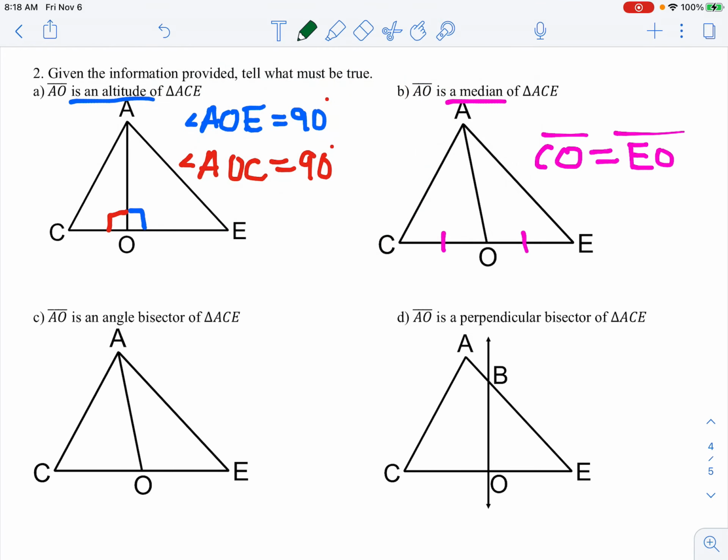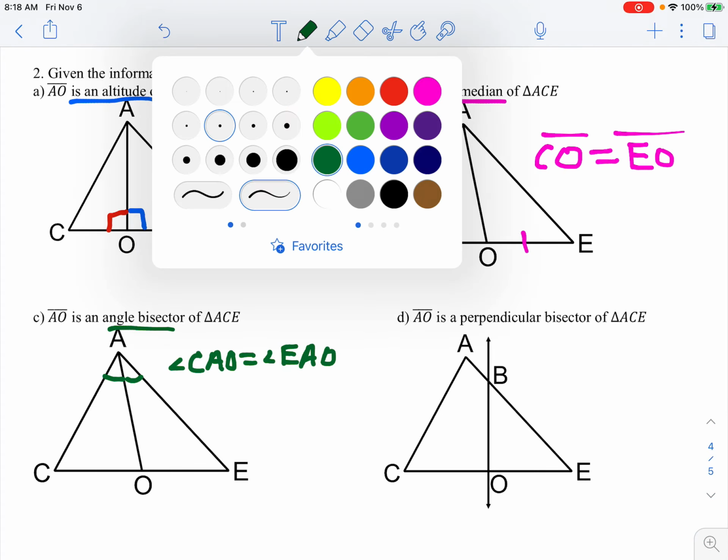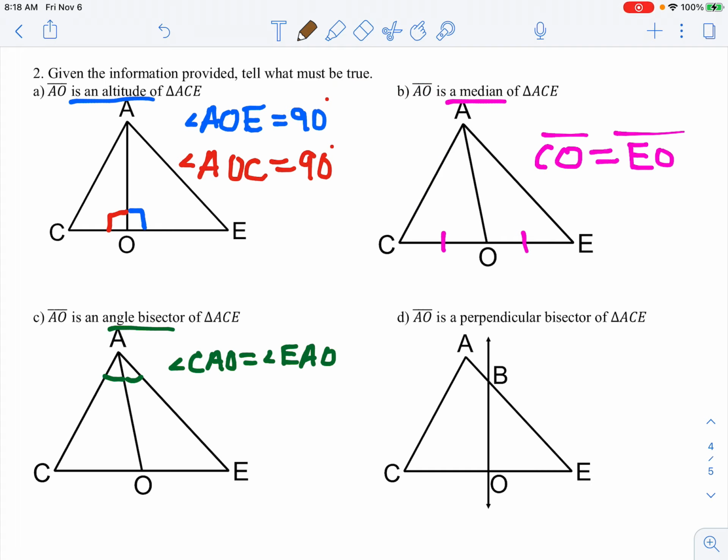All right, letter C. AO is an angle bisector of ACE, so AO is going to split this into two equal angles. So technically, if I use the three letters, angle CAO is equal to angle EAO. Remember, we want to use three letters. Trace the three letters to name your angle.